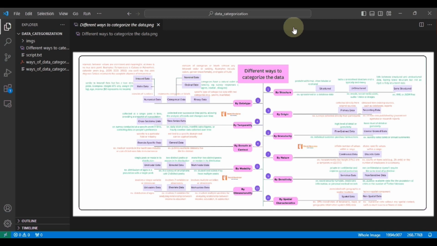In this video, we are not going to implement anything. This will be a short video of around 13 to 14 minutes, or maximum 15 minutes. In this video, we are going to discuss how data can be categorized. There are different ways to categorize the data.